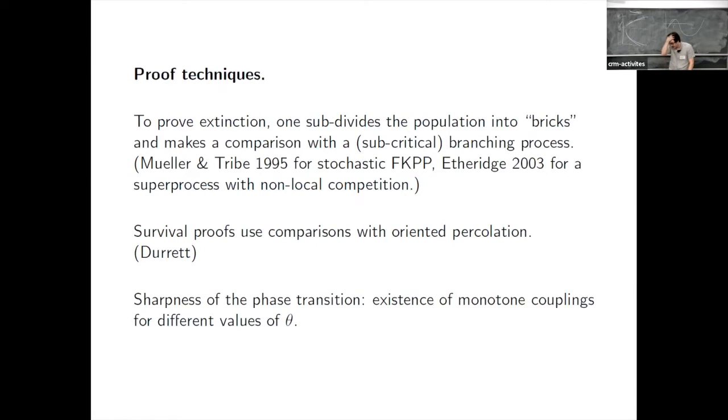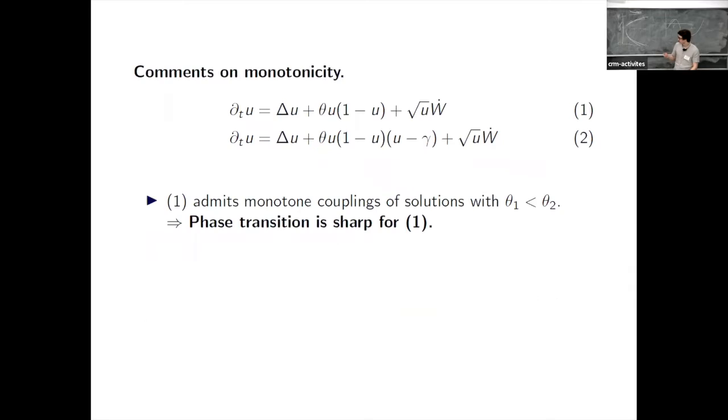The last thing is what I've already mentioned, the sharpness of the phase transition, and how it works for the FKPP equation is that they can prove extinction for really small theta, they can prove survival for really big theta. And then they've got this monotonicity, which is basically you can take solutions to the equation with different values of theta and construct monotone couplings for them. The point is that you cannot do this for the bistable equation.